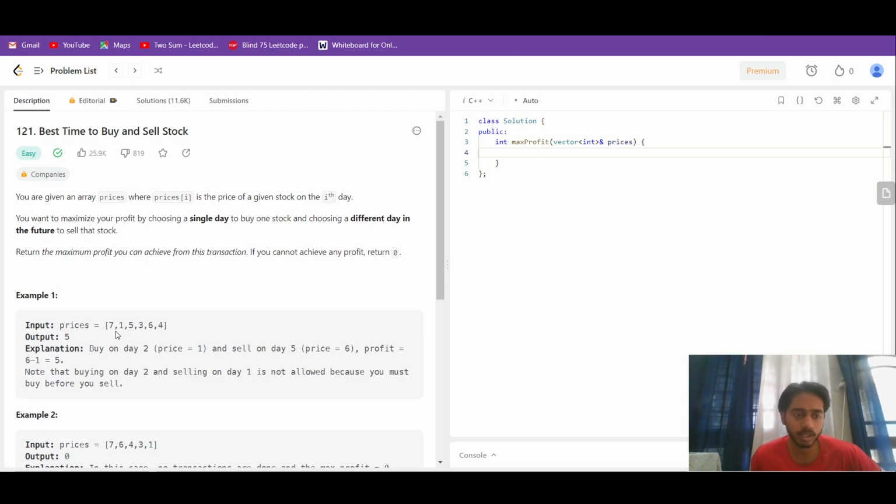But for every element we are running another loop again. So it is a case of nested loop. So the time complexity is O of n square. But in interviews, we'll need to optimize this.